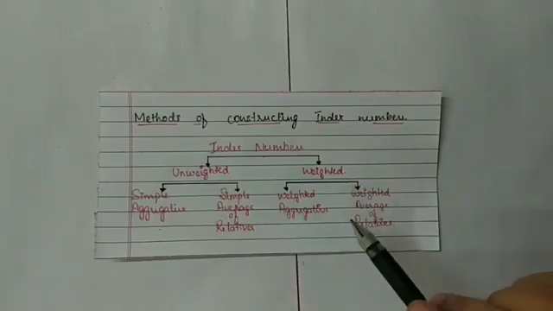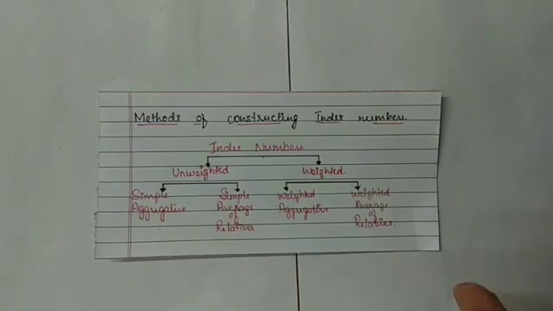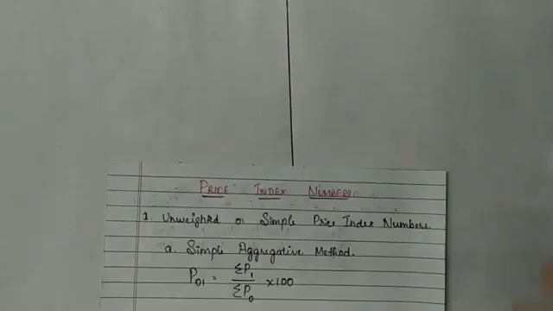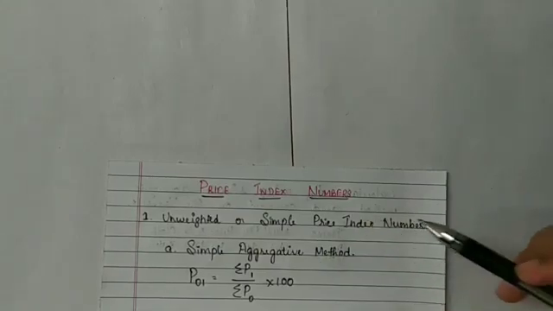But when it comes to weighted index numbers, weights are assigned to various items in accordance with their relative importance. This is applicable to all three types of index numbers: price, quantity, or value. Let us start with our first type of index number, that is price index number, and the unweighted or simple price index number, and how to calculate that.